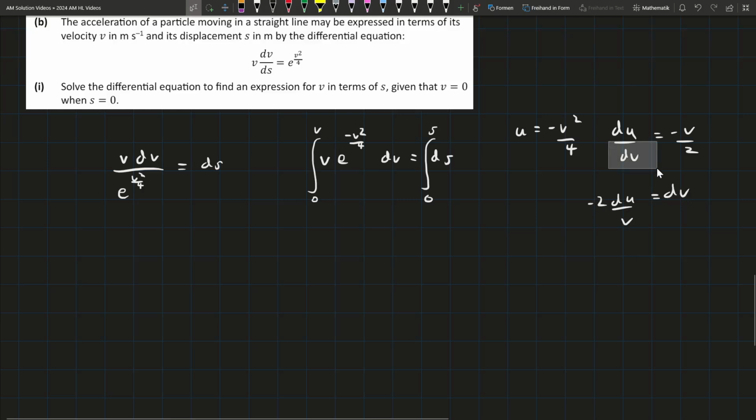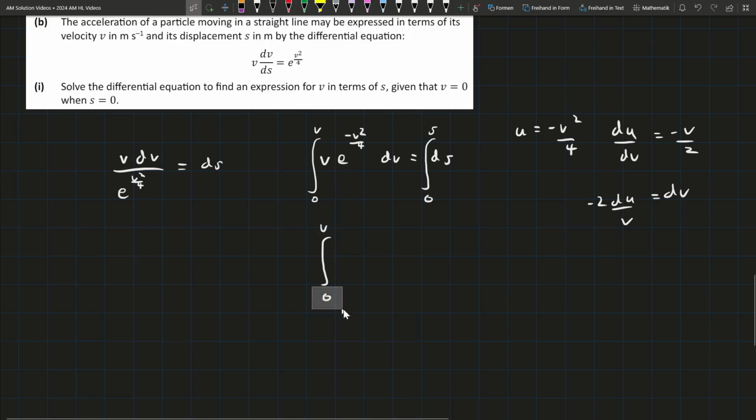What did I do there? I brought the dv up there, I brought the v down, and I brought the 2 up there, and the minus also went with it. Now we can rewrite our integral, the integral from 0 to v. Another important thing to note, these limits are only for when we had the v's here. So make sure we're turning them back to v's before we sub in the numbers.